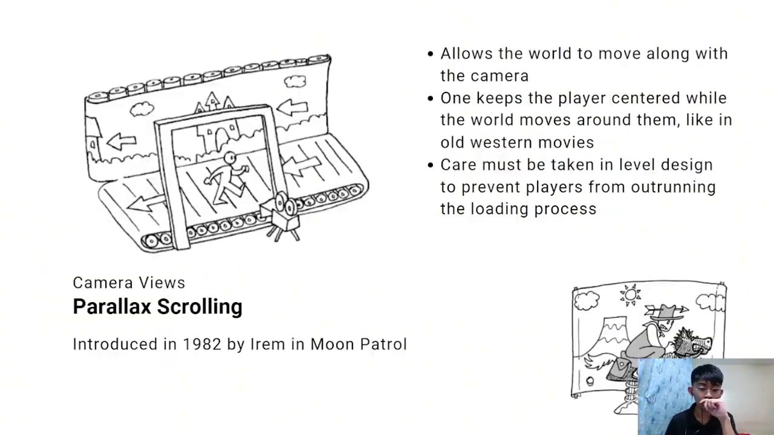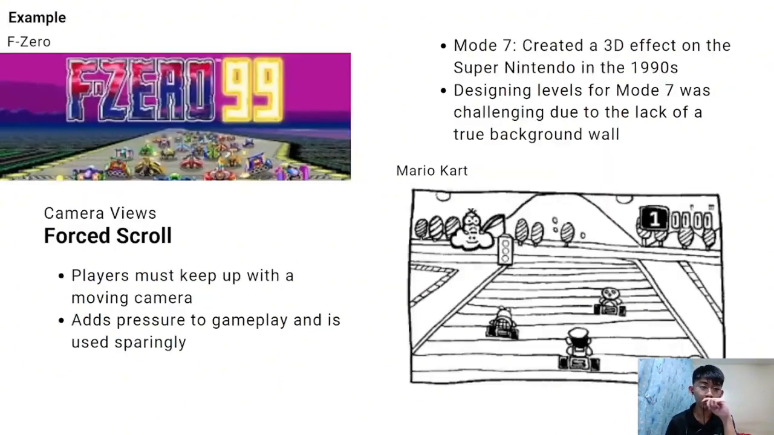Next, parallax scrolling. It was introduced in 1982 by Irem in Moon Patrol. It allows the world to move along with the camera. Care must be taken in level design to prevent players from outrunning the loading process. Moving up to the next one is forced scroll. Players must keep up with a moving camera, and it adds pressure to the gameplay and is used sparingly.